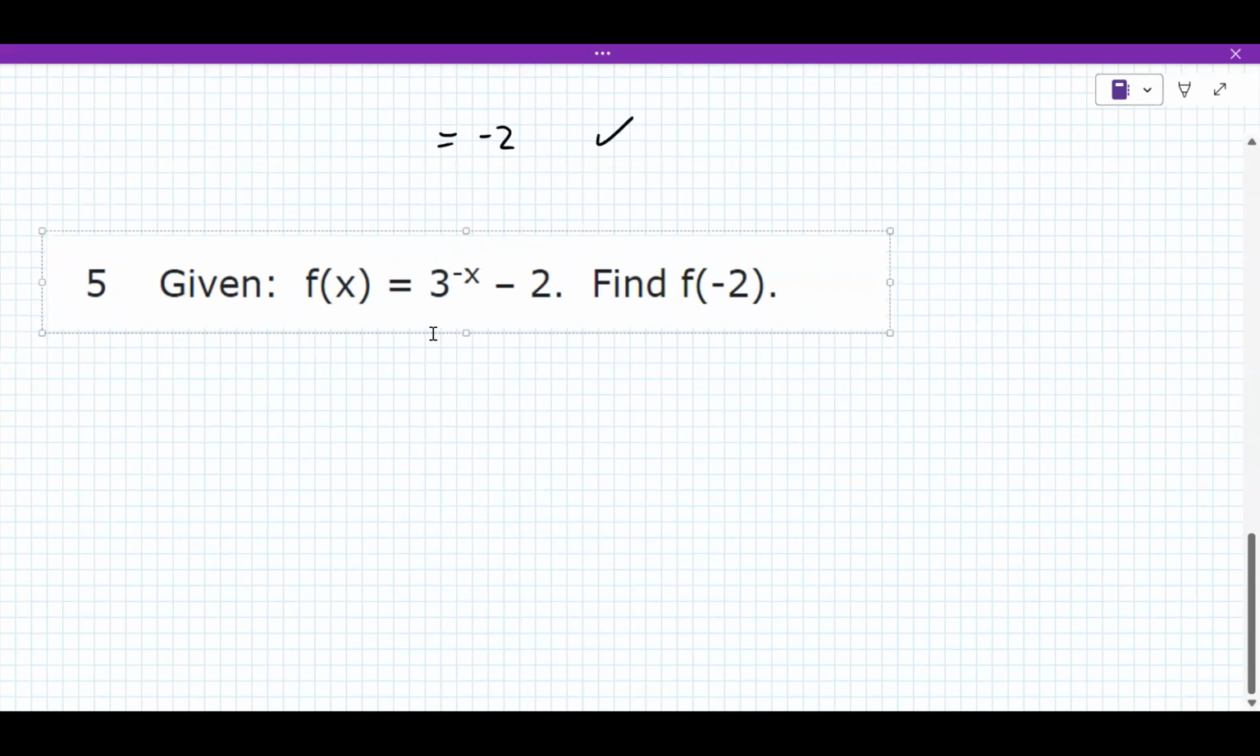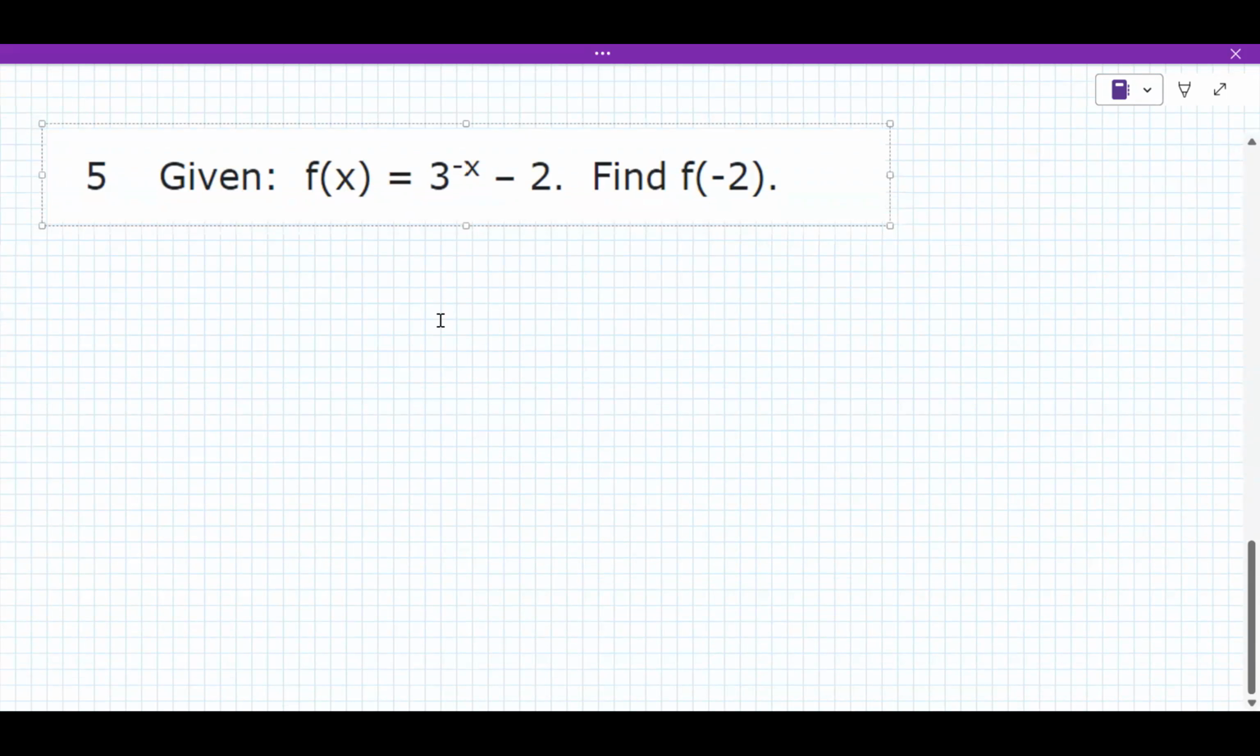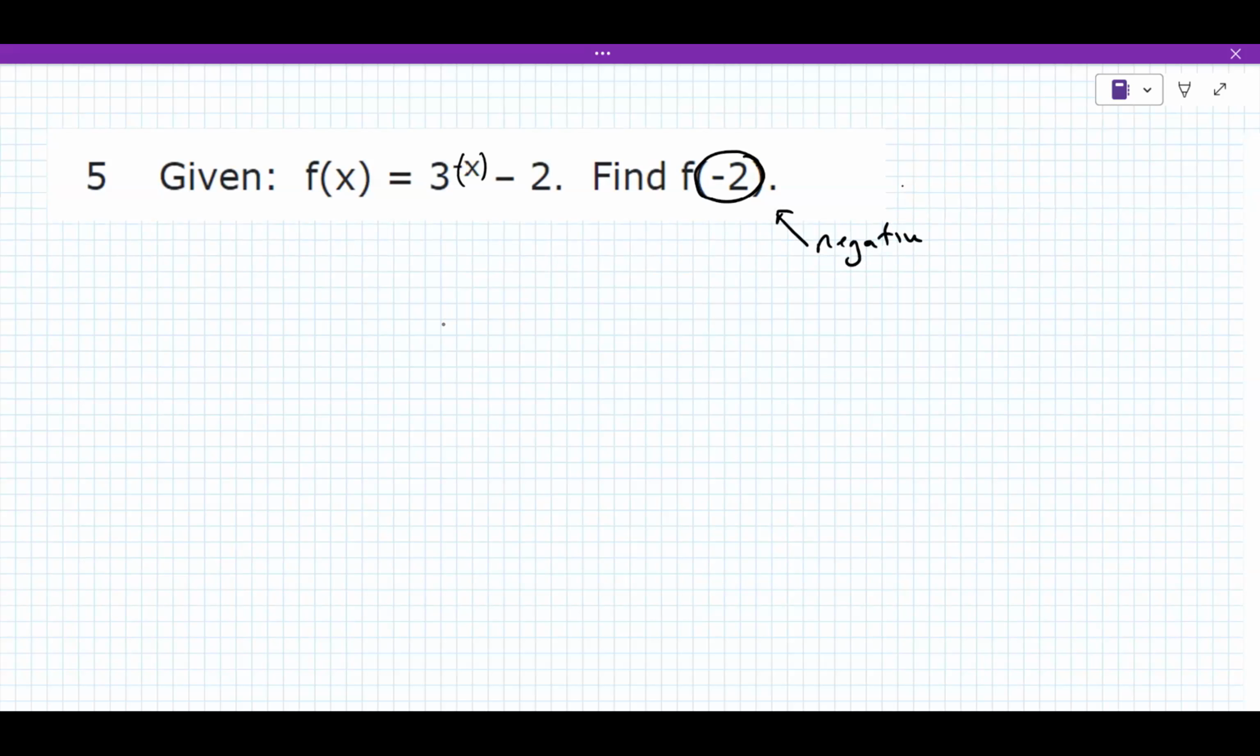I prefer both. Good. Okay, so one of the things that's really important to remember is that whenever you're substituting for variables, they're really in parentheses. It becomes more important when the number you're substituting is negative, which is the case here. So f of -2 means 3 to the power of minus parentheses -2. Notice that's an exponent, and I'm writing it way up above the number.